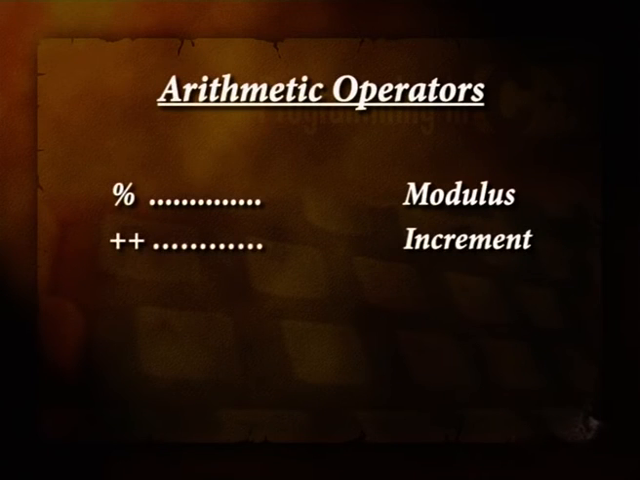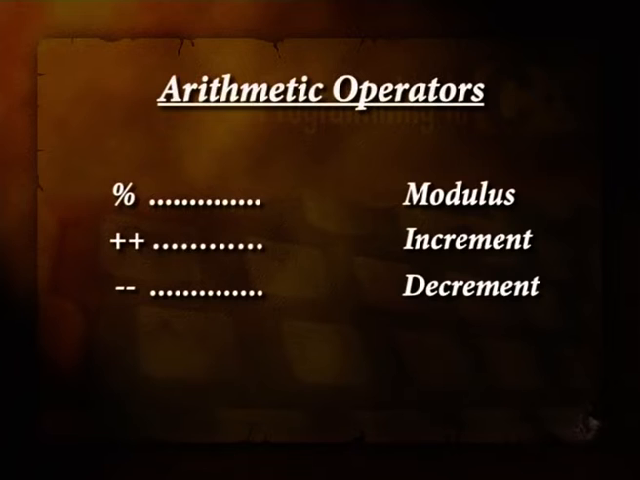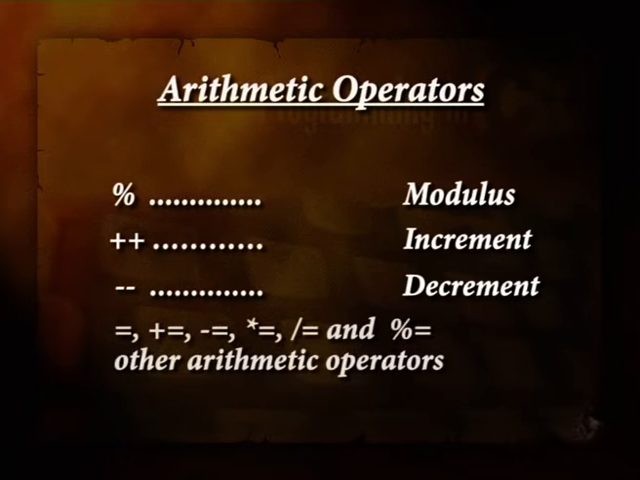Increment, that is double plus, and decrement, double minus, add or subtract 1 from the given number. They all operate from left to right and are binary in nature, except the plus plus and minus minus operators. Other arithmetic operators like equal to, plus equal to, minus equal to, star equal to, slash equal to, and percentage equal to have precedence from right to left and are binary in nature.